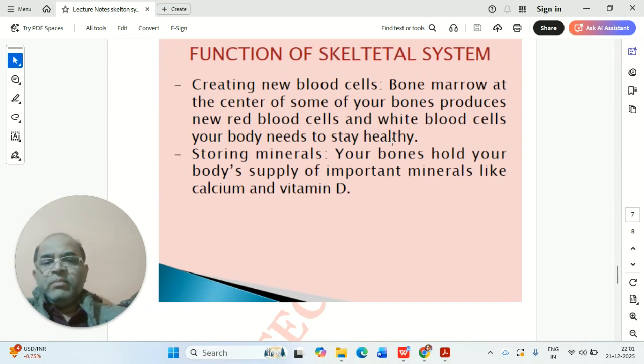Next is storing minerals. Bones are especially made up of calcium, phosphorus, and other minerals. So your bones hold your body's supply of important minerals like calcium and vitamin D.